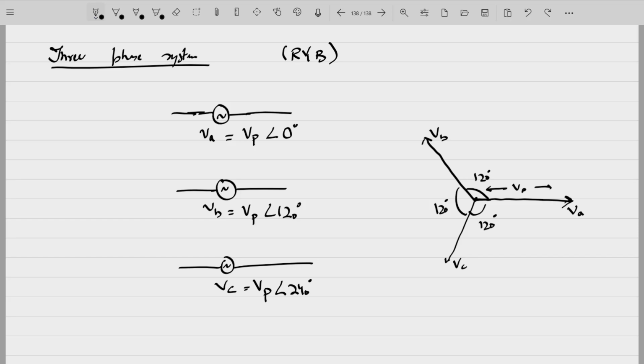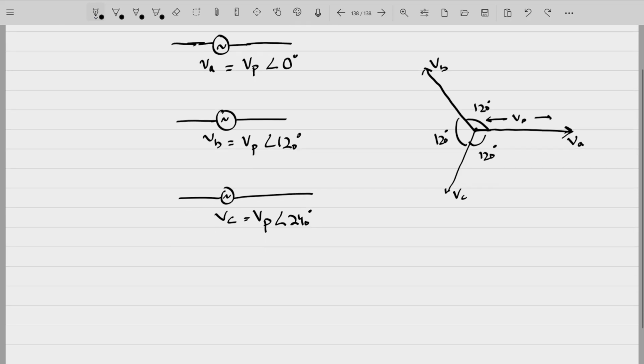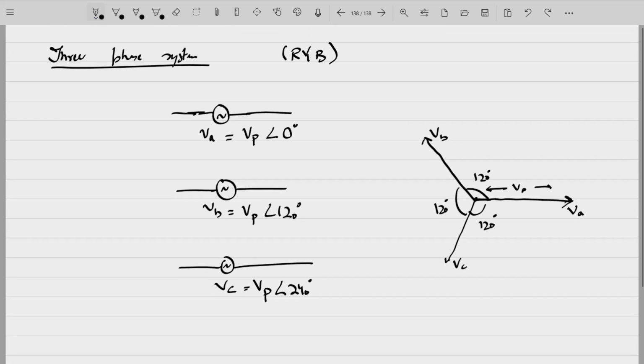Now, how to connect these voltage sources? There are actually two ways of connecting these voltage sources. One way of connecting them is in star fashion, and another way is connecting them in delta fashion. Okay? We have studied star and delta before. So what does that mean here?